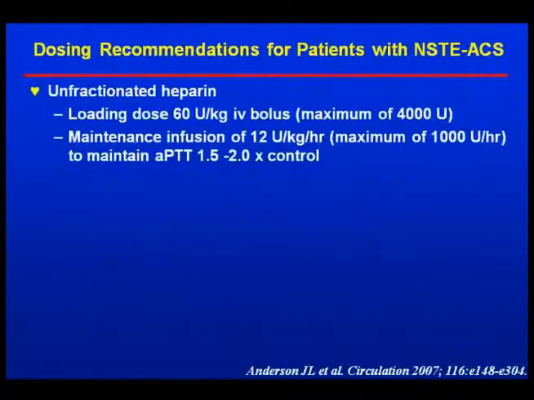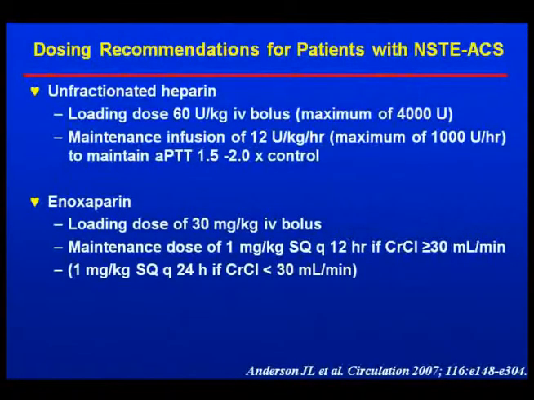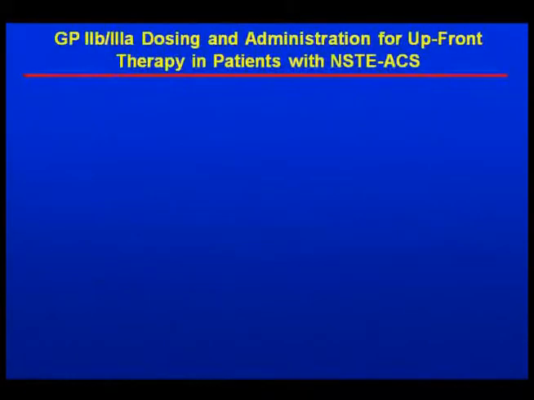So what are the doses? The doses of unfractionated heparin in this situation are a loading dose of 60 units per kilo to a maximum of 4,000, and a maintenance infusion of 12 units per kilogram per hour to a maximum of 1,000. Enoxaparin is a loading dose of 30 milligrams IV with a maintenance dose of 1 milligram per kilogram sub-Q every 12 hours if the creatinine clearance is greater than 30. But the dose should be reduced to 1 milligram per kilogram every 24 hours if the creatinine clearance is less than 30.